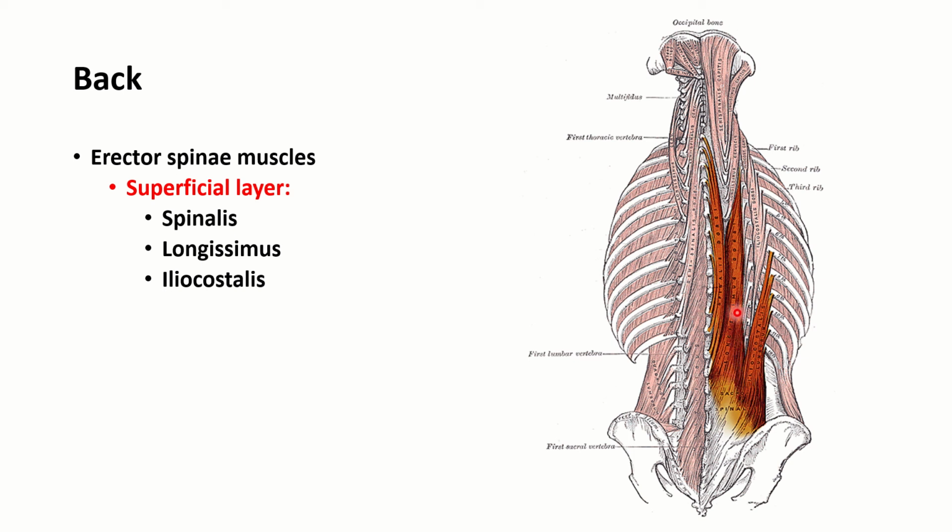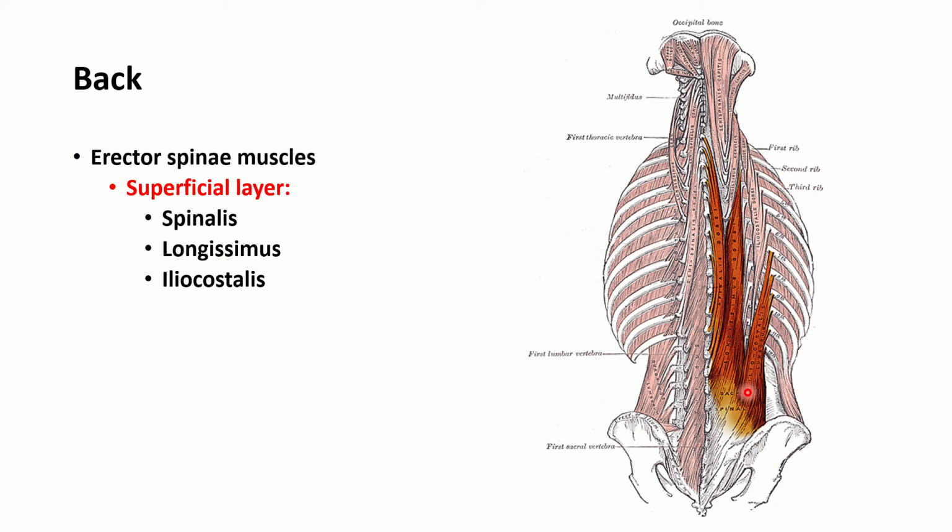Then is the longissimus. This is a long one, and it actually goes here and then goes all the way here. So it's from here all the way to here. And the iliocostalis, which is this one. This is the most lateral one. This is coming from ilium all the way to the ribs.